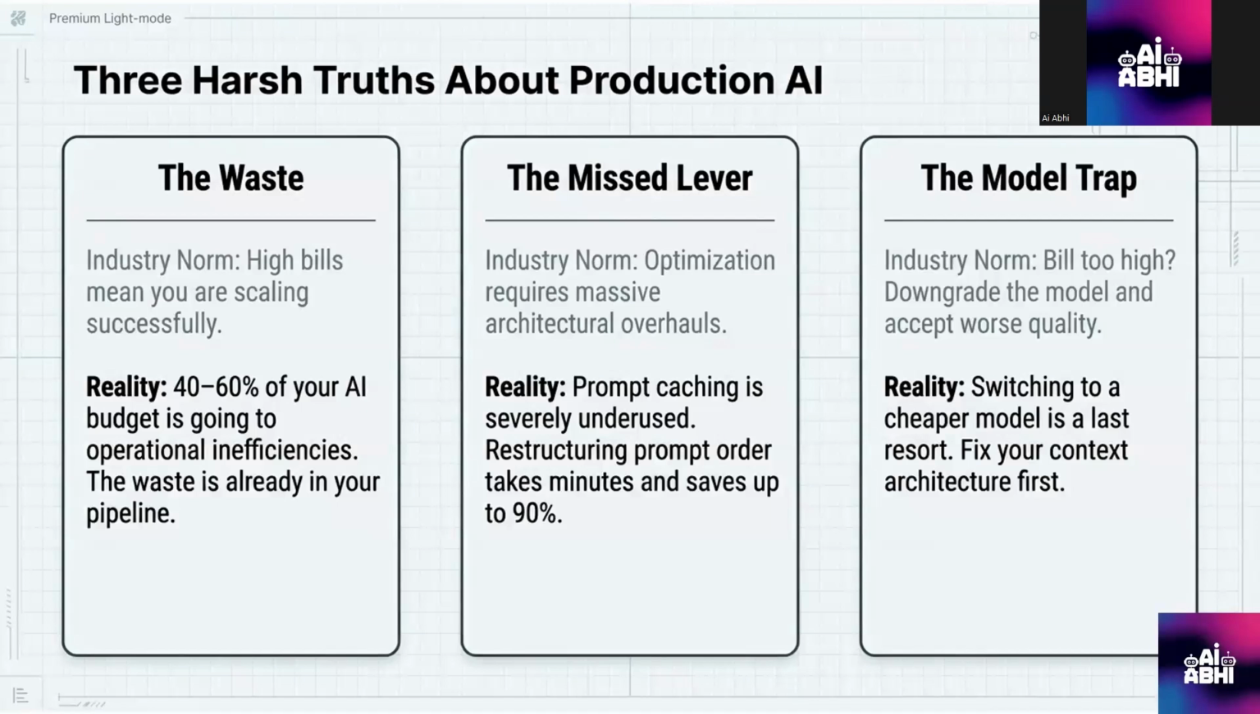Hot take number three: switching to a cheaper model is the last resort, not the first. The instinct when the bill is too high is to downgrade the model. Most teams do this and accept worse quality, but the techniques in this video, caching, compression, routing, output constraints, can cut your bill by 60 to 80% while keeping the same model. So you might not need to downgrade at all. So let's wrap up.